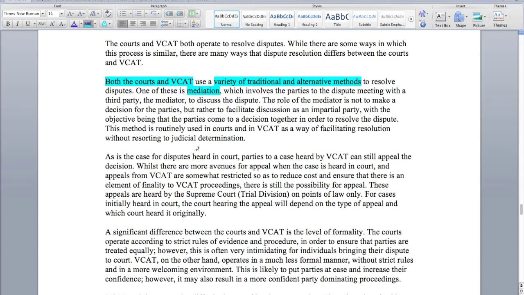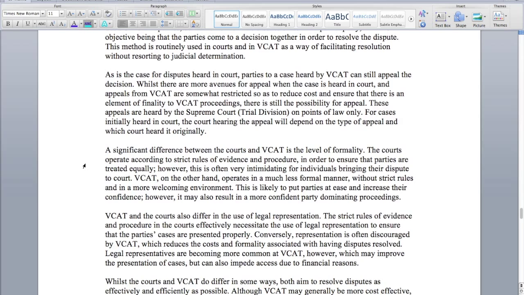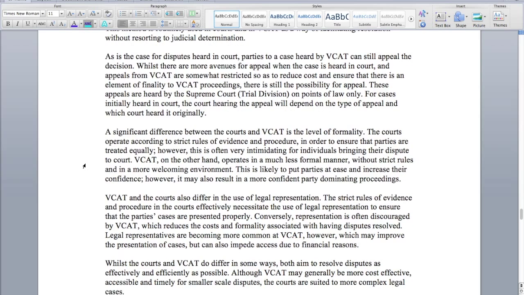And I've explained what mediation is. I've briefly stated the purpose, to encourage parties to come to a resolution themselves. And then I've stated that it is used in the courts and VCAT, because if we look back to the question, it needed a resolution method used in courts, VCAT, or both. That's my 2 points of marks there. Then we'll move down to the next paragraph.